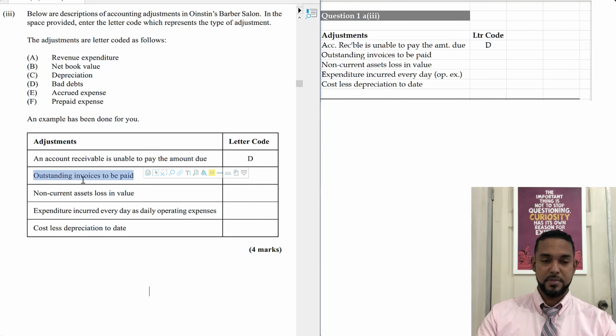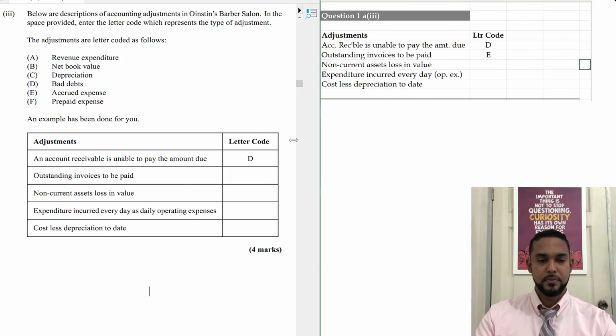Outstanding invoices to be paid. So if we have outstanding invoices to be paid, that sounds like amounts that were incurred that we have not yet paid. So that sounds like accrued expenses. Do we have accrued expenses? Yeah, look at that. Option E, accrued expenses. So we're going to put that E. All right, next, non-current assets, loss in value. Non-current assets, as we said, is fixed assets. And if they lose value, that's depreciation, which is option C.